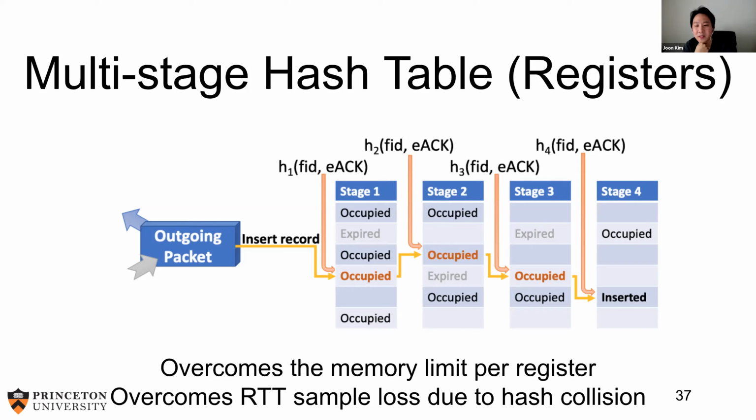In our experiments, I think about 3 to 4 stages actually gives us the best results. I think in our campus trace, we were able to account for about 97 to 98% of all the RTT samples when compared with the ground truth using a different tool.